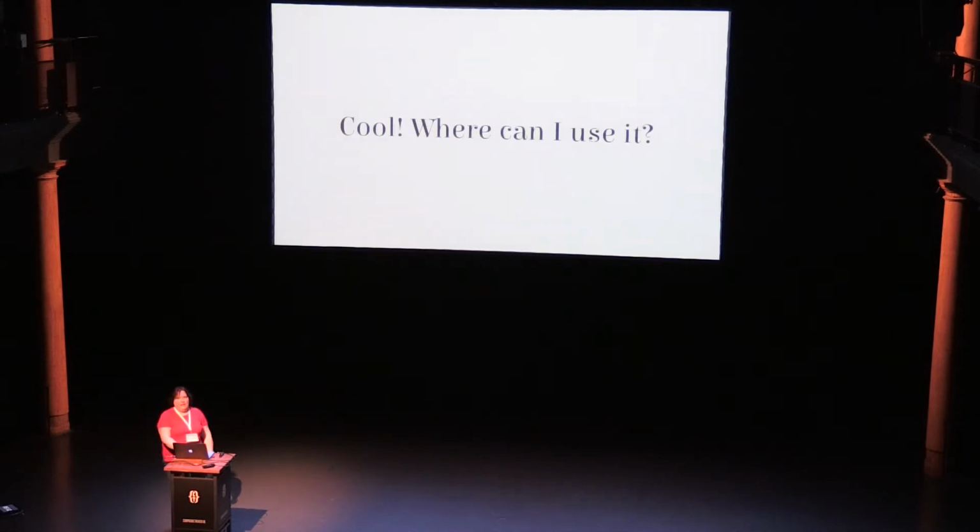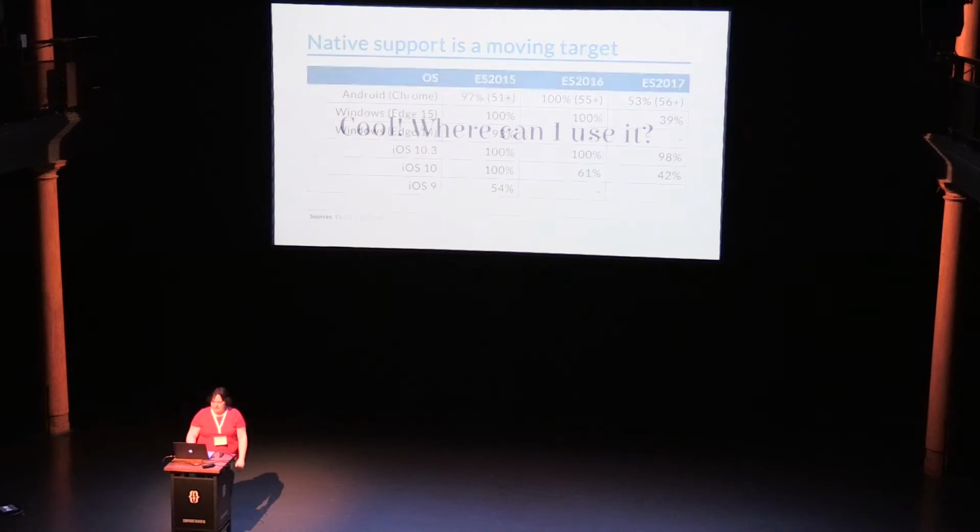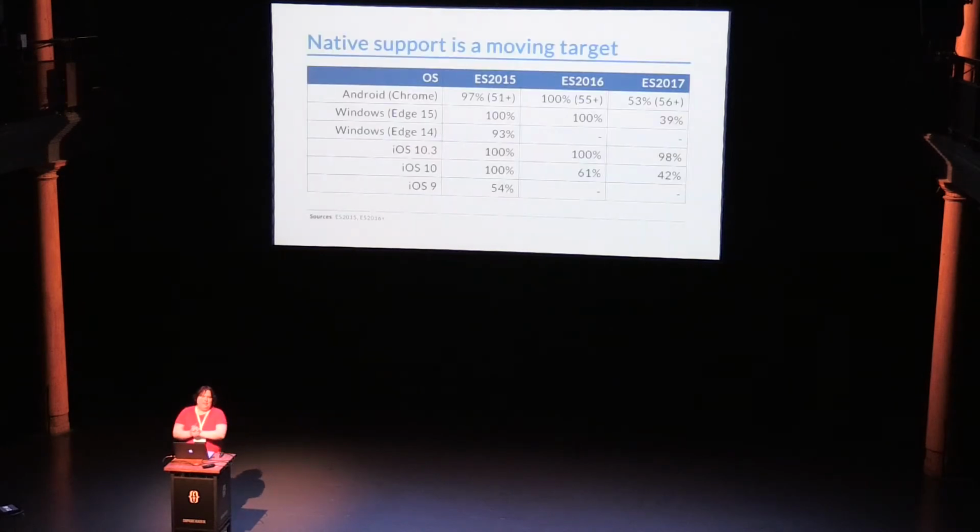So where can I use all of this cool stuff? Native support is shockingly good for ES 2015 as long as you can live with modern devices. So iOS 10 and later have had full support. Windows Edge 15 has full support. Android Chrome just about. And these percentages are testing for various language features. So 97% it's not like it's missing some huge feature. It's just missing a test case somewhere. And the percentage for ES 2016 is quite good, and 2017 is coming along.